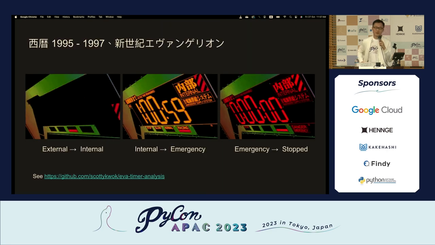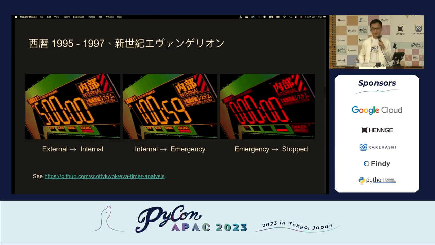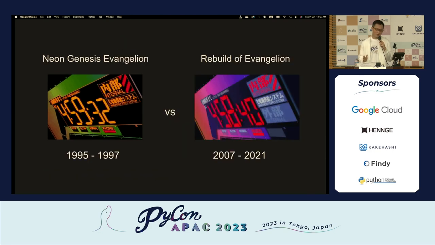So that's the three transitions of the GUI that I've shown here: from external to internal, from internal to emergency, and then stopped. By the way, if you want to look at more examples, please check out my other repo, Evangelion Timer Analysis. I listed most of the appearances of this timer. One interesting fact, and another reason why I want to try this, is that Evangelion has been in production for 26 years, so there are at least two series of it: the Neon Genesis Evangelion back in 1997, and then 10 years later, the Rebuild series. So even the timer design itself has changed over this long period of time.